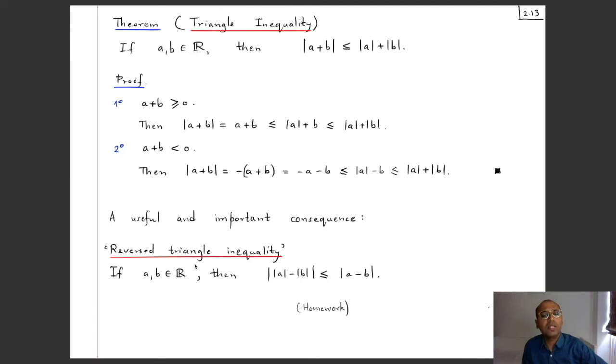And what does this reversed triangle inequality say? It says that if A and B are any two real numbers, then the absolute value of the difference between the absolute values is less than or equal to the absolute value of the difference of the two numbers. Why reversed? Well, here mod A and mod B are appearing on the bigger side, whereas here they are appearing on the smaller side, so that's why it's somehow reversed.